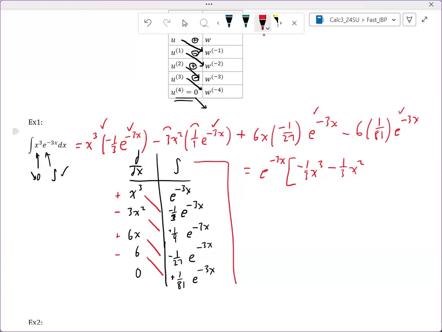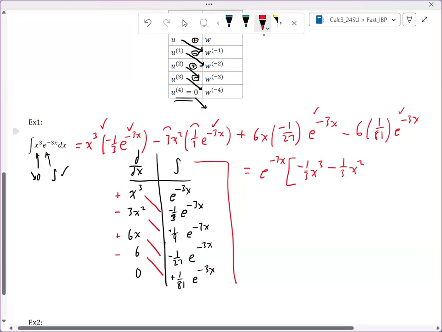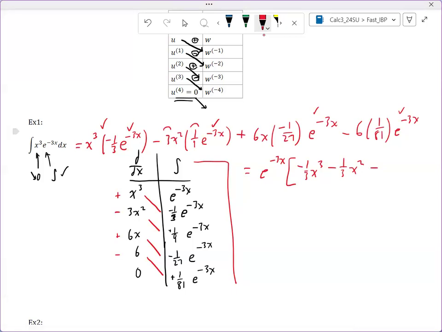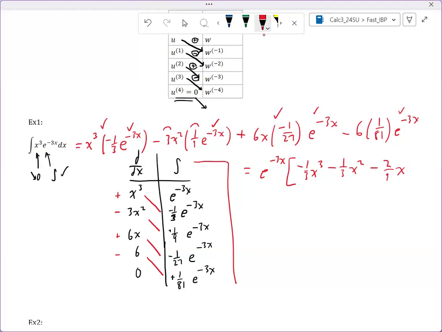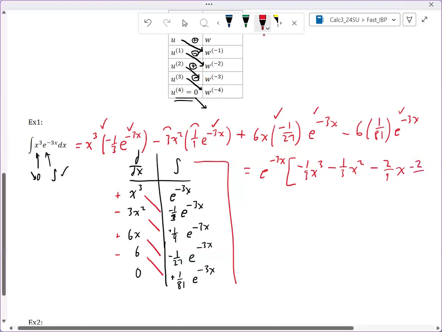I have negative 1/27 times 6x, so that's a minus. One of the 3's from the 6 cancels with one of the 3's from the 27, so that's minus 2/9x. That takes care of this bit. And then minus 6/81, again, one of the 3's divides out, so that's a minus 2/27. And then just the constant there.